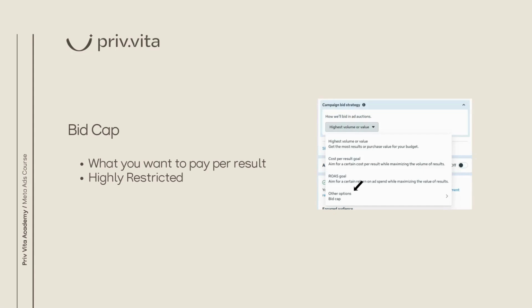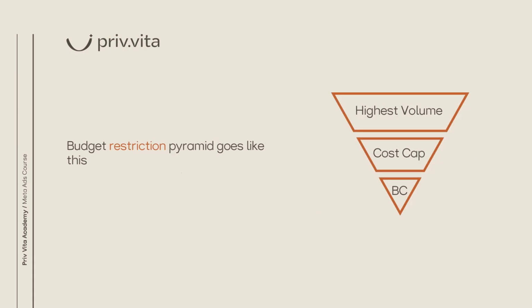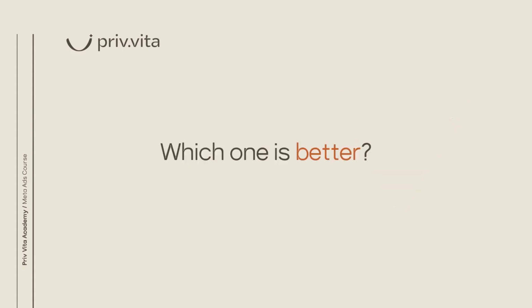And finally, we have the bid cap strategy. Here, you're basically telling Facebook, no, you're not allowed to go up to $30 CPAs and average out at $20. You can only spend my money if you believe you can get me $20 CPAs or lower. So the budget restriction pyramid, sorry for that, goes like this.